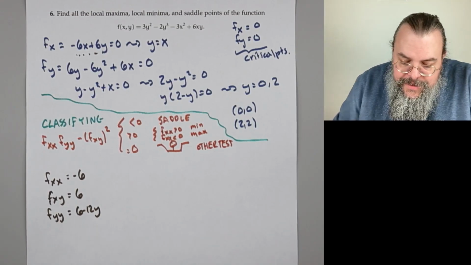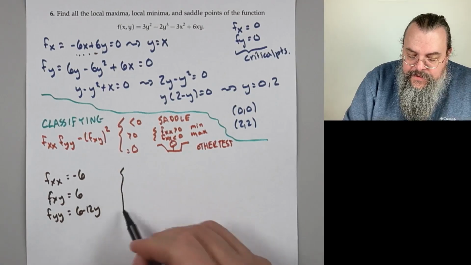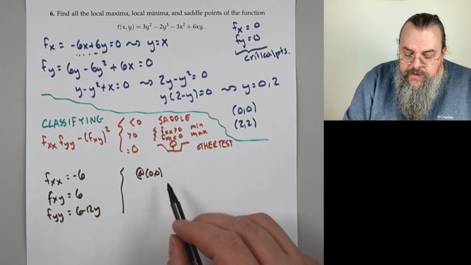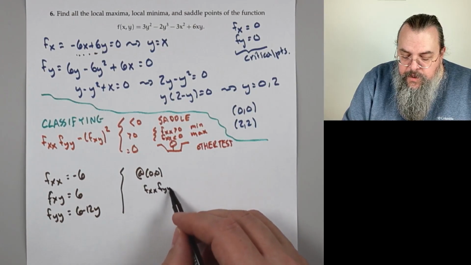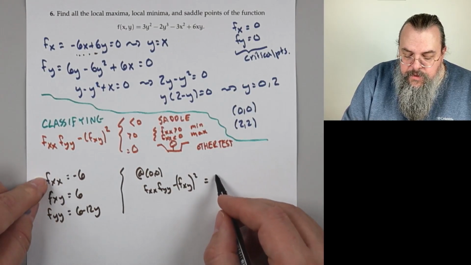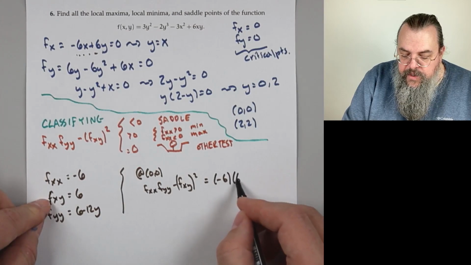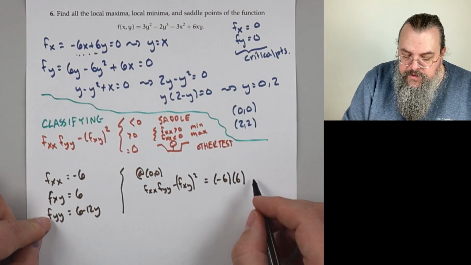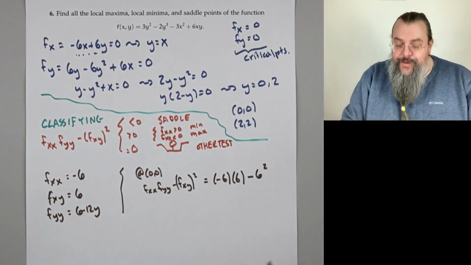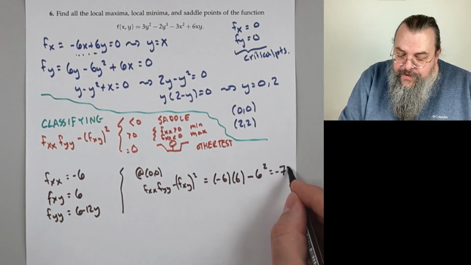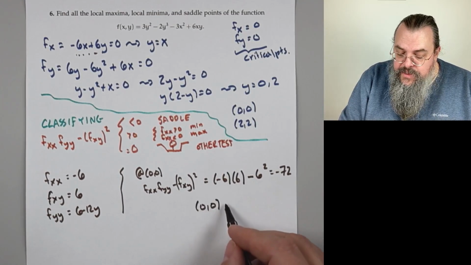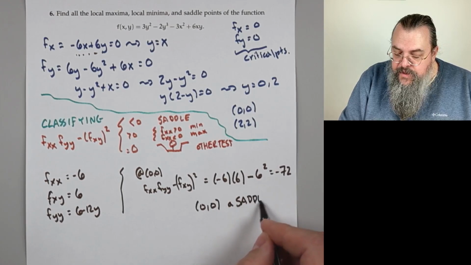So here we go. What do we have? At the point 0, 0, fxx times fyy minus fxy squared is equal to minus 6 times positive 6, and then we subtract 6 squared. So this is very negative, super negative. And so our conclusion is that 0, 0 is a saddle point. All right, good.